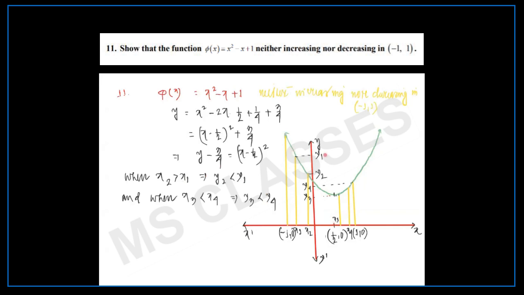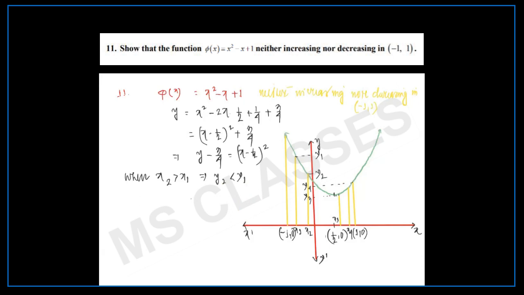So this diagrammatic representation is very, very important. You cannot do it randomly. And here, the points have not been taken randomly. This x1 is here, x2 is here. Now both are less than half. x1 and x2 both are less than half. So what we observe here, when x2 is greater than x1, y2 is less than y1, value decreasing. And when x3 is less than x4, you can see y3 is less than y4. So what this part is showing, the value is increasing. So in a particular interval, we cannot have two different natures.